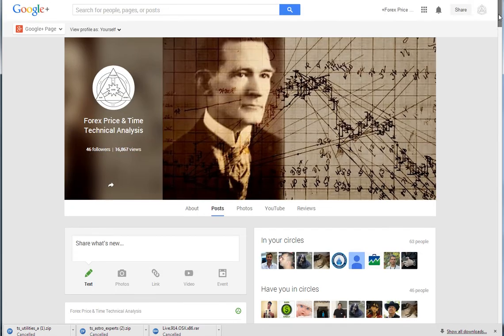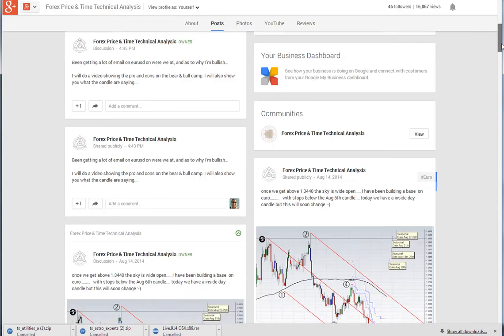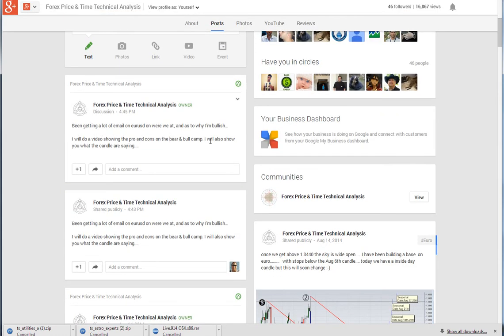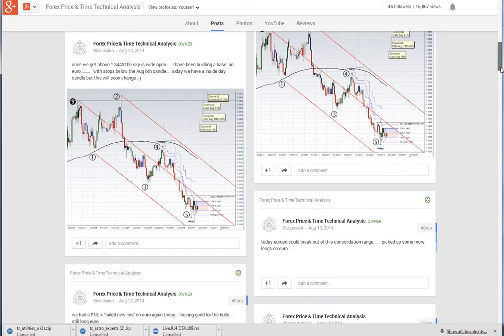So this is a page I post my ideas to. The latest idea is, like I said, I've been getting a lot of emails as to where we're at, and why am I bullish in this area and this level, and why am I building a position, and showing you the pros and cons of the bulls and the bears camp. So this is the page also right here.